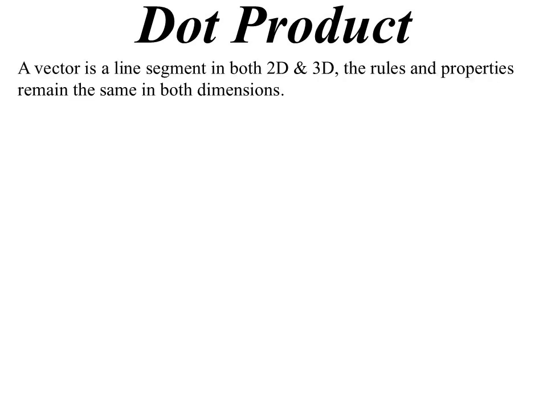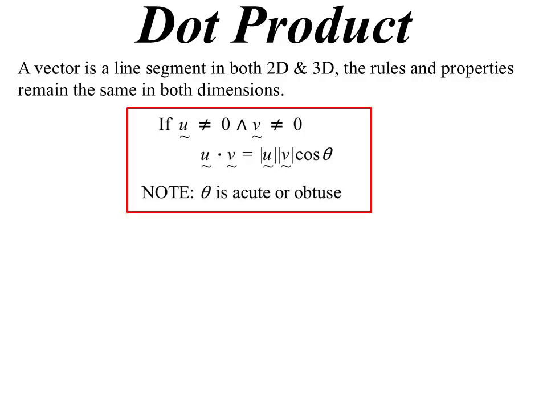So the dot product. Again, the beauty of working with vectors is it doesn't matter, 2 dimensions, 3 dimensions, all the rules and everything are going to be the same. Some of the ideas we've looked at. If I've got 2 vectors, neither of which is the 0 vector, then I know that u dot v will be magnitude of u times magnitude of v, cosine of the angle between the 2 vectors. And theta may end up being acute, it may end up being obtuse, depending on what we're looking for.